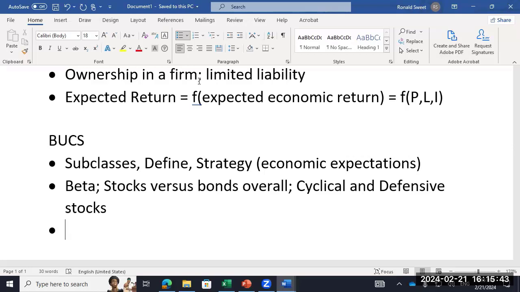Okay, so when do you want cyclical stocks? When you expect the economy to do well. And the best time to buy cyclical stocks is right after a major crash, at the bottom. Once the economy starts doing well, that may be too late, because cyclical stocks don't wait for the economy to recover. They recover before.